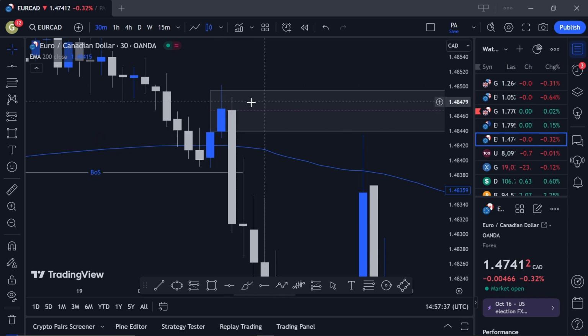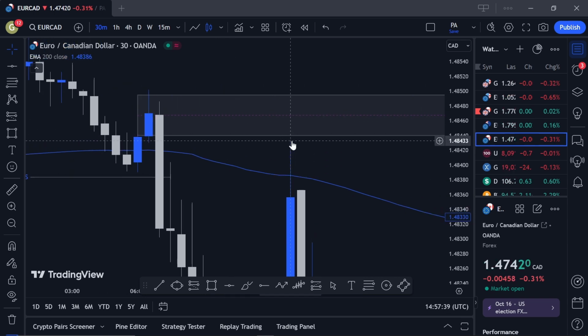Here was a supply level, and then look at how close the market came to it. But I didn't take it. Why didn't I take it? Because according to my trading rules, I need this market to actually mitigate this box. Let it touch this box before I take it. Since it didn't touch the box, there was no need for me to take the trade.